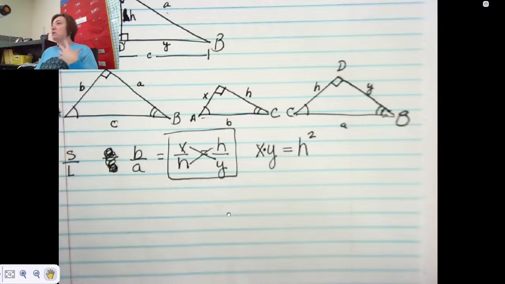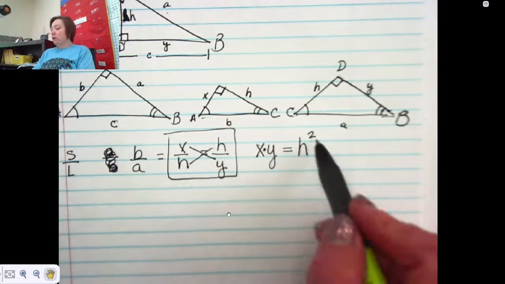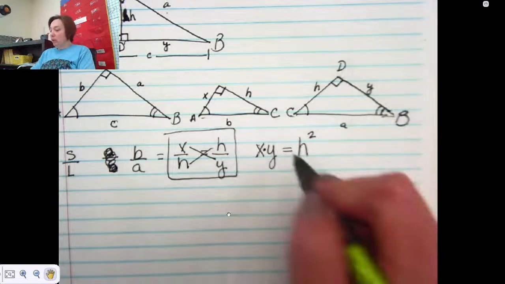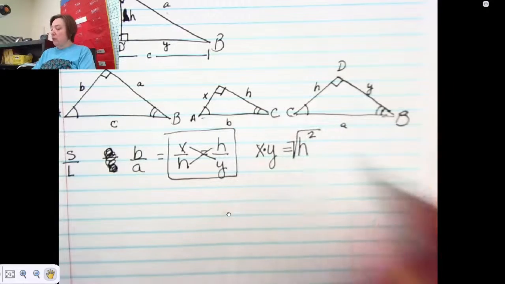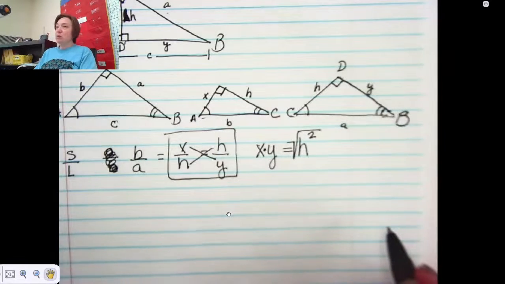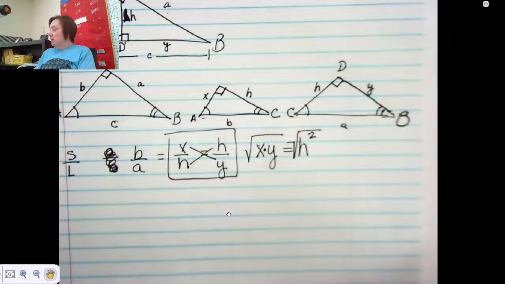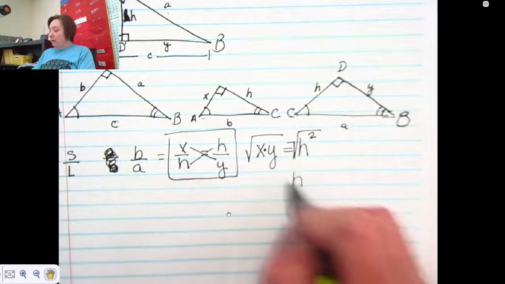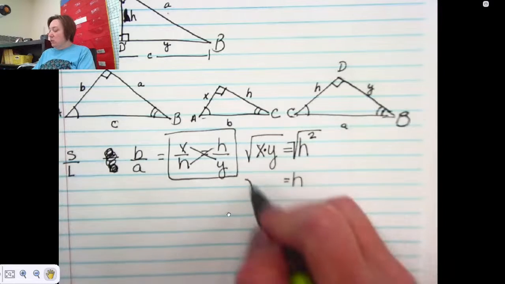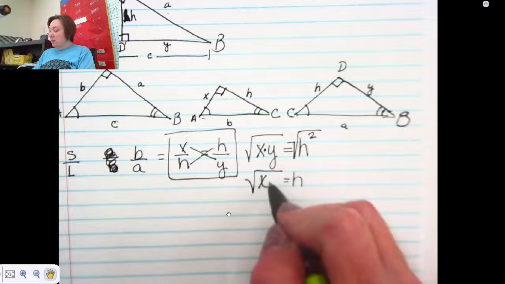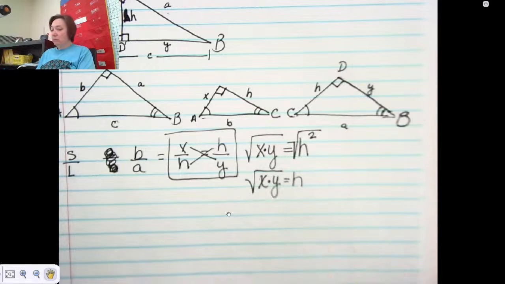Now, once again, I'm still trying to solve for H. I still want to get H by itself. How do I unsquare stuff? Square root it. So squaring and square rooting are opposites, like multiplying and dividing are opposites, right? So we're going to take the square root of both sides. So H, which is our altitude, is equal to the square root of X times Y.